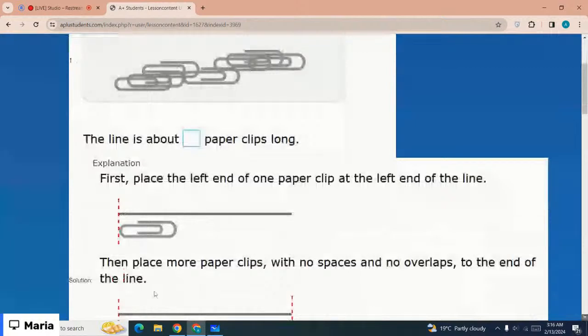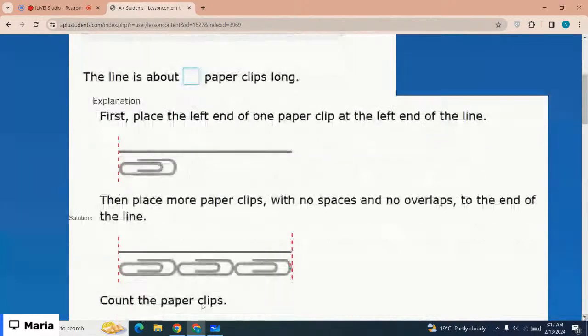So start from the left side. Place the left end of one paper clip at the left end of the line, then place more paper clips with no spaces and no overlaps to the end of the line, right? Keep them right next to each other so that the line is around three paper clips long. Got it? This line is three paper clips long. The correct option is three paper clips long.